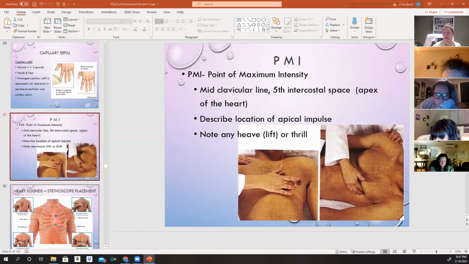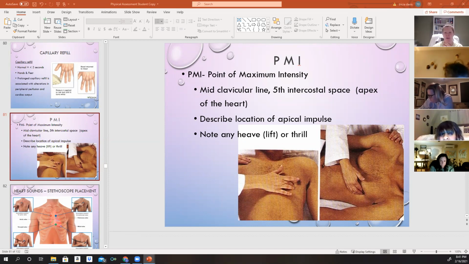So the PMI is the point of maximum intensity. It is the mid-clavicular line, fifth intercostal space. I want you guys to memorize that. You're going to see it again. It's very important. It is the apex of the heart.